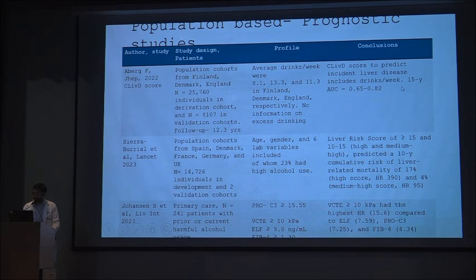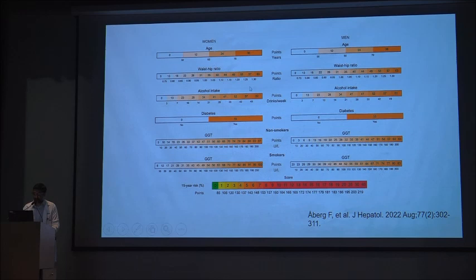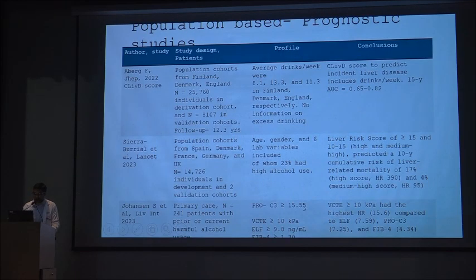So what does this CLIVE-D score comprise? There is a nice nomogram, which takes into consideration age, waist-hip ratio, alcohol intake and diabetes. There is a specific nomogram where even GGT is not there, but if GGT is available, then non-smokers and smokers. And based on the values, the 15-year risk could be assessed.